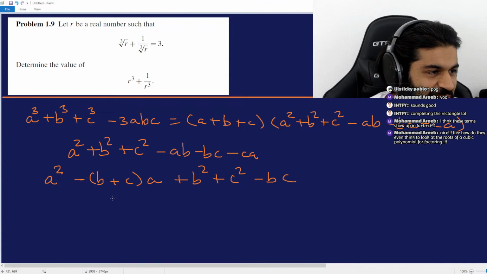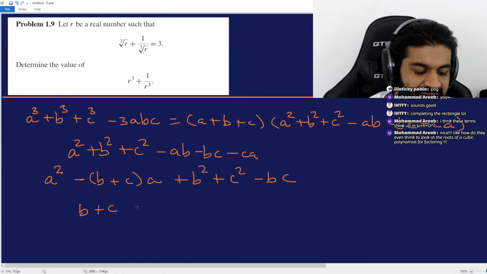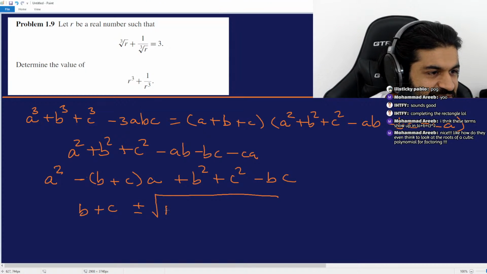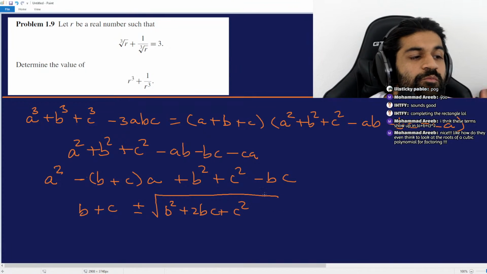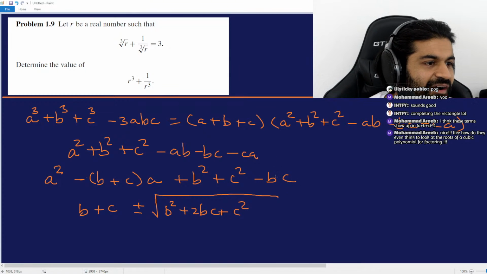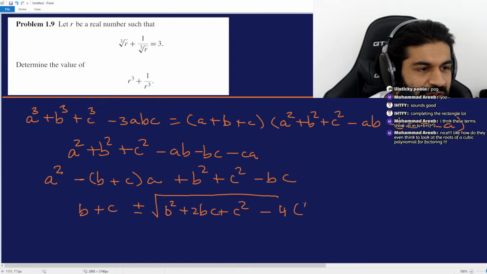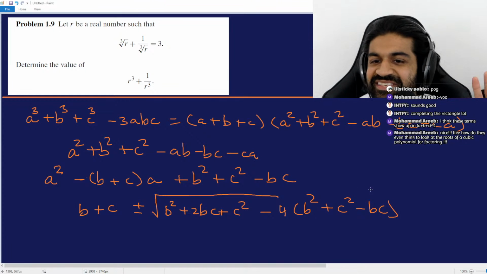So what are the roots of this going to be? Negative the linear coefficient, so this is b plus c, plus or minus the square root of b plus c squared, which is interesting because this is going to become b squared plus 2bc plus c squared, minus 4 times b squared plus c squared minus bc. Okay, I swear this is going somewhere.